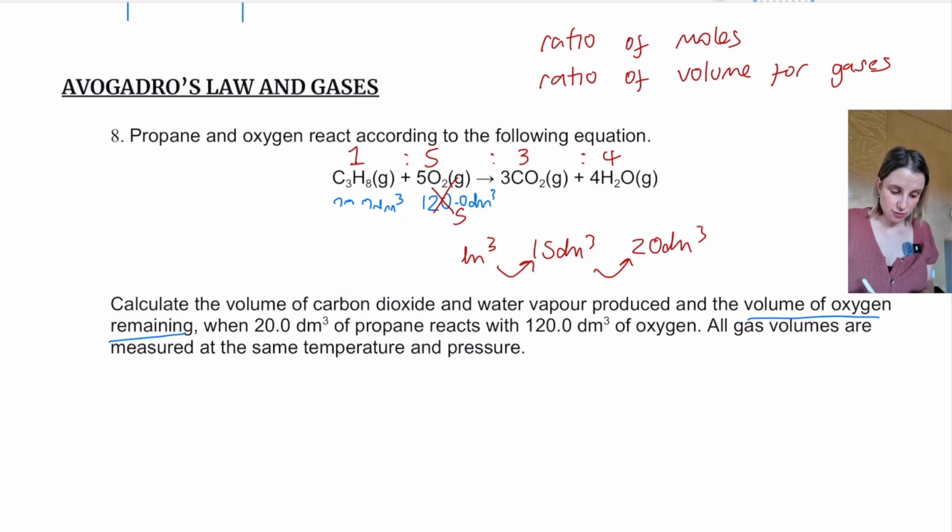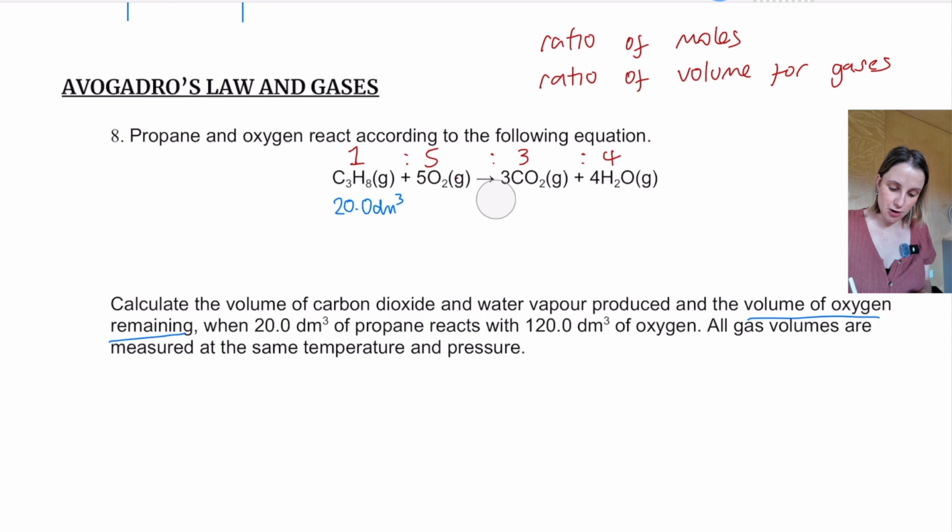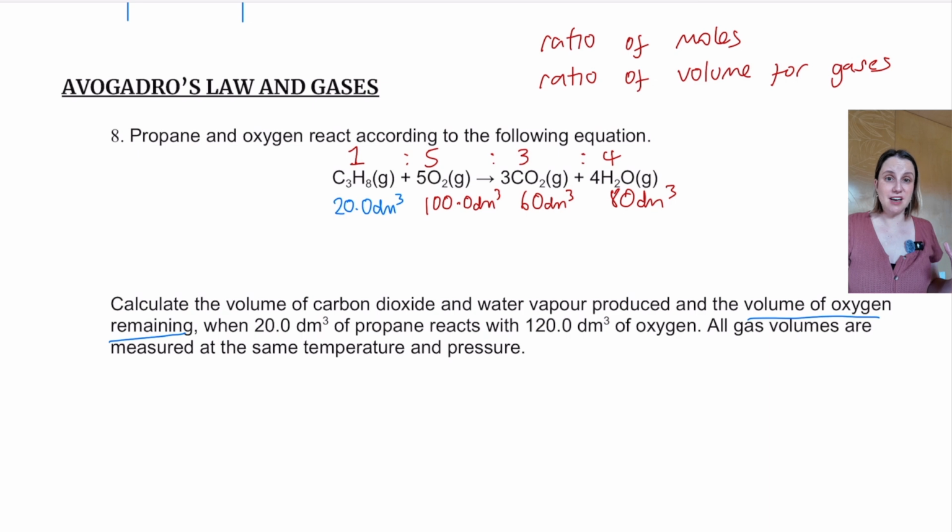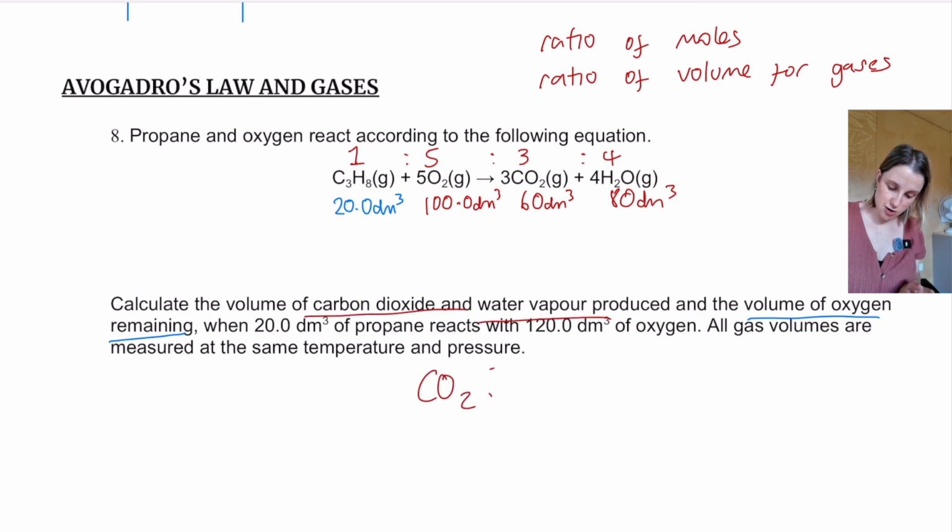In this question, they've said that you have 20 dm cubed reacting. So I can just treat that as if it was moles. So I can do 20 times 5, so that's going to react with 100 dm cubed of oxygen, and it's going to make 60 dm cubed of CO2, and it's going to make 80 dm cubed of water. So I've already answered a bunch of these questions. I've calculated the volume of CO2 and water vapor. CO2 is that 60 dm cubed, and H2O is that 80 dm cubed.